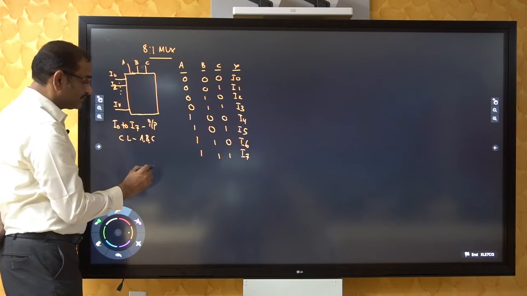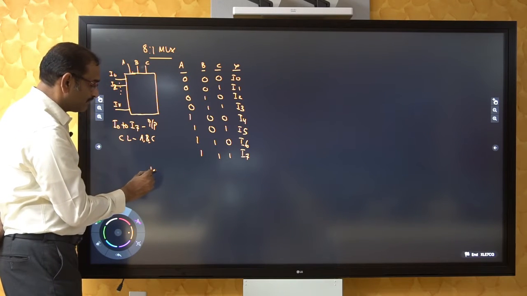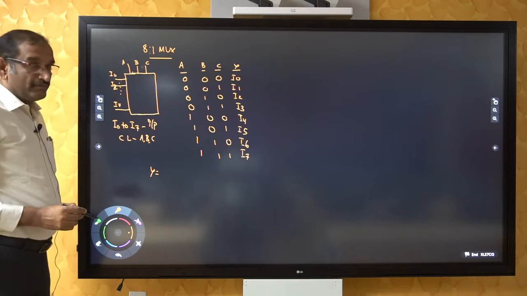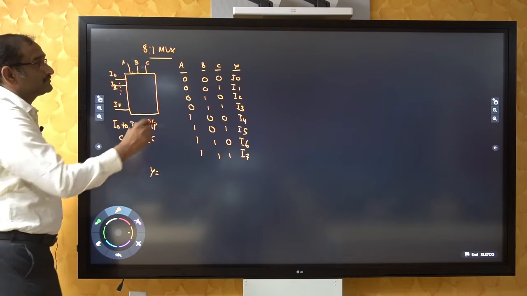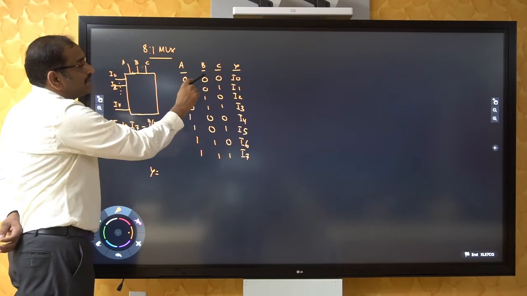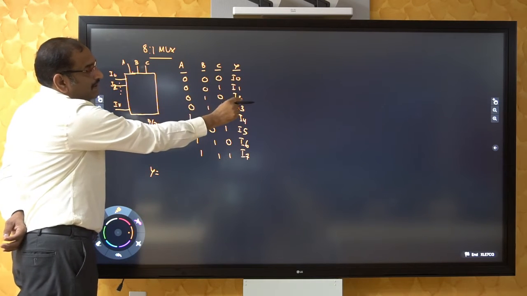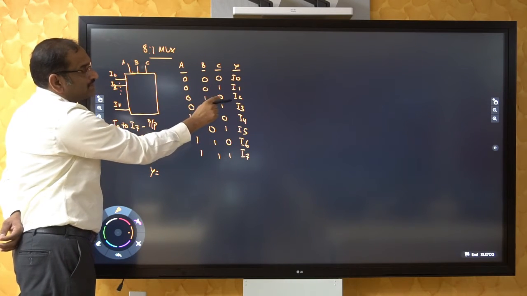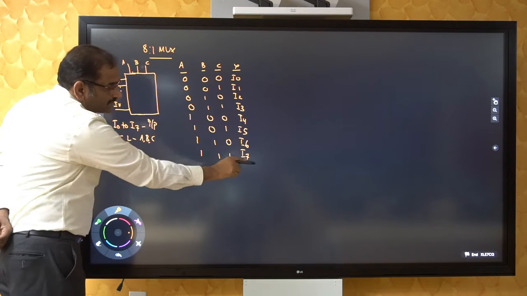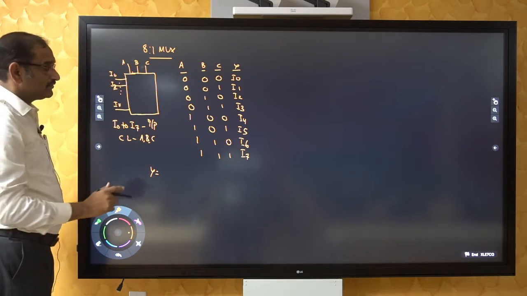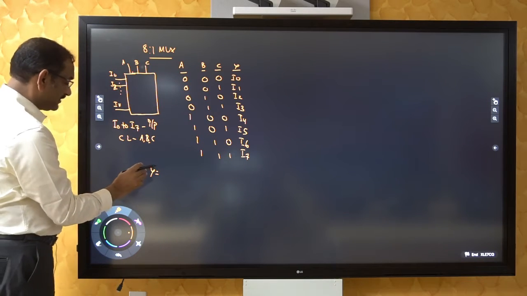I am writing that equation as we did in the case of 4x1 mux. So this is for I0, this is A bar, B bar, C bar. For I1, this is A bar, B bar, C. I2, this is A bar, B, C bar. And for I7, it is A, B, C. So we write that equation.